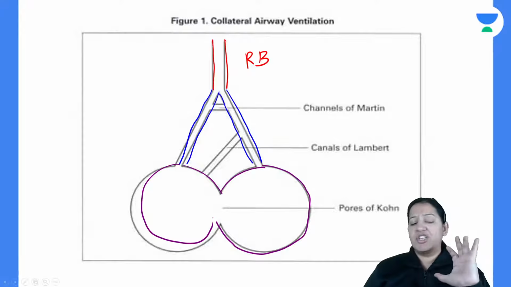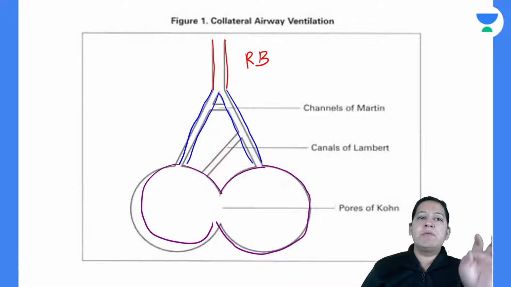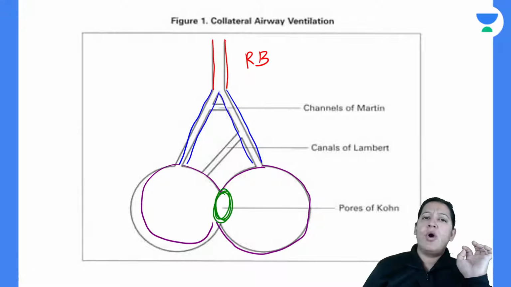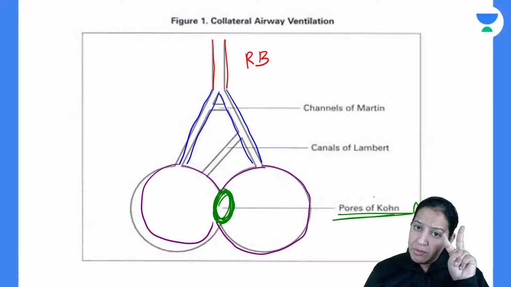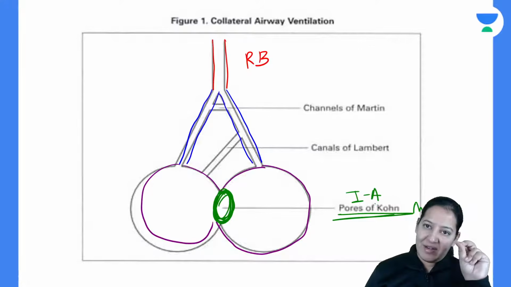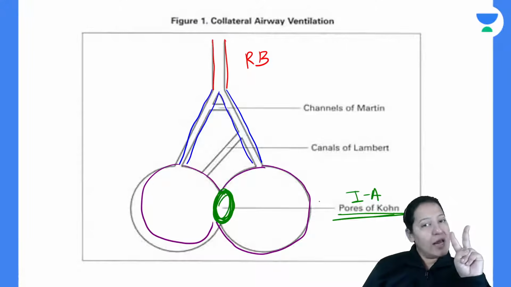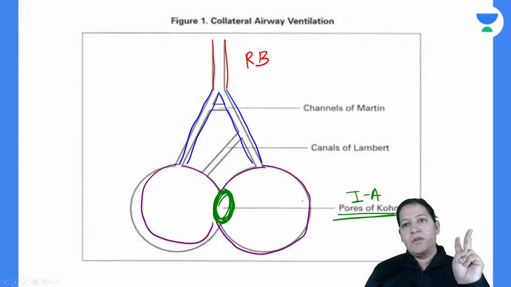Now, are there any connections between them? Yes, there are connections between them. So, what are the connections between them? The two alveolar sacs or alveoli are combined with each other with a small hole or a pore, which is known as pore of Cohen. It is an important MCQ. Pore of Cohen is the connection between two alveoli. That's why it is known as interalveolar collateral, connecting two alveoli from inside. That is one thing, right?